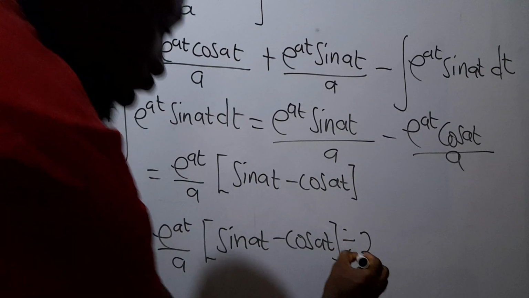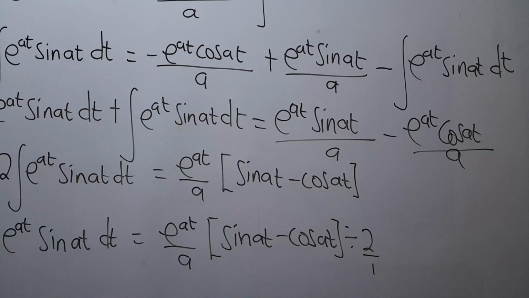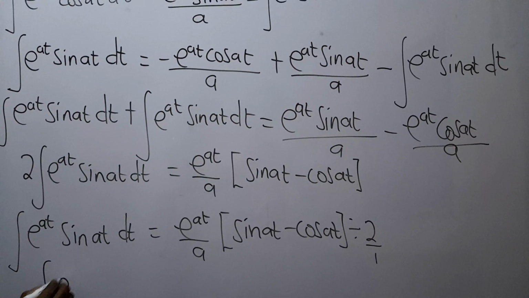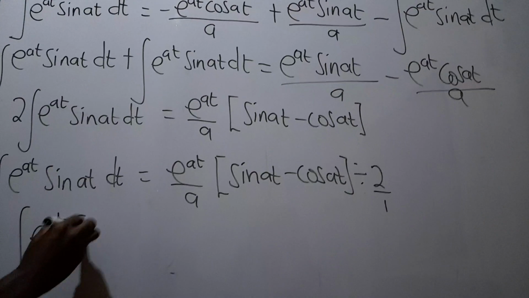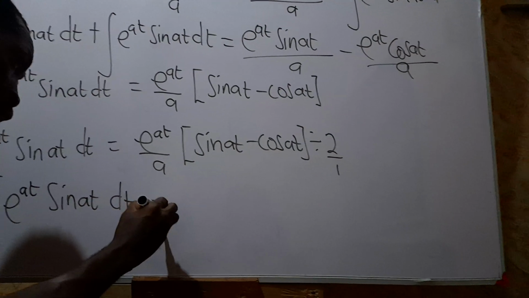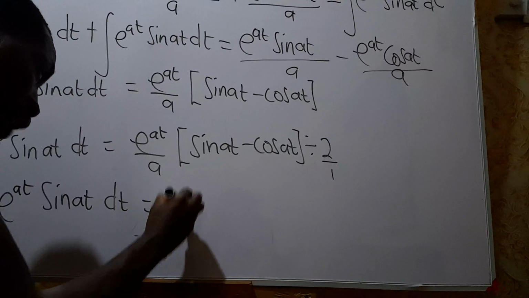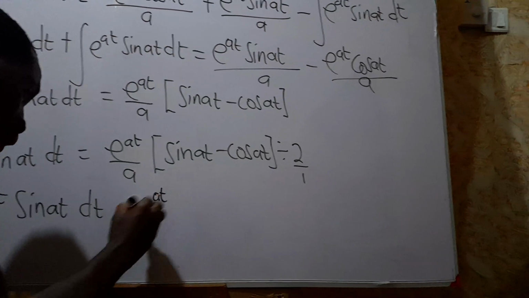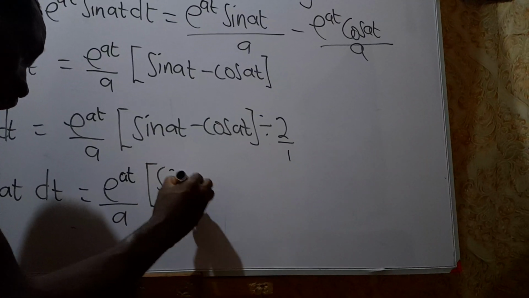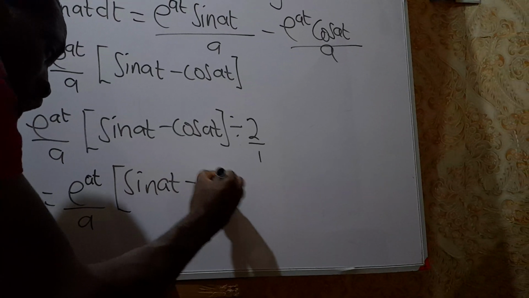So remember, this 2 is over 1. I will just multiply and reciprocate. You can say the integral of e^(at) sin(at) dt will be equal to e^(at) over 2a times sin(at) minus cos(at).